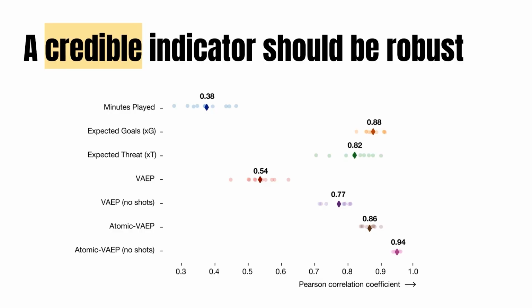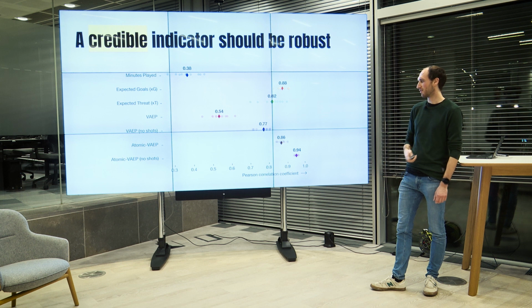Also, VAEP has somewhat of an issue with robustness, but that's fixed by removing goals or shots, because shots have a big impact on VAEP ratings. And Atomic VAEP, the newest version of VAEP, actually has a very high robustness value.